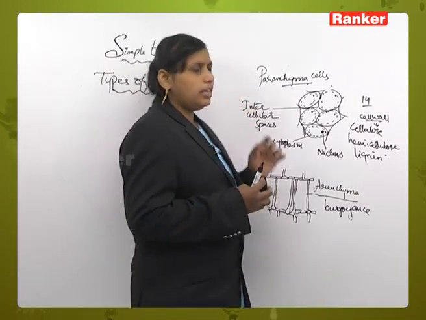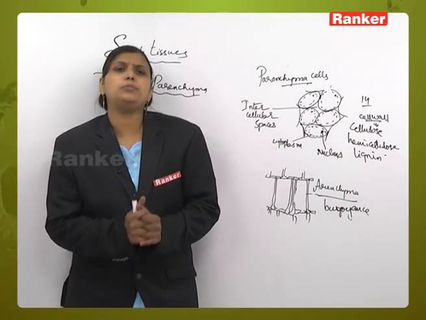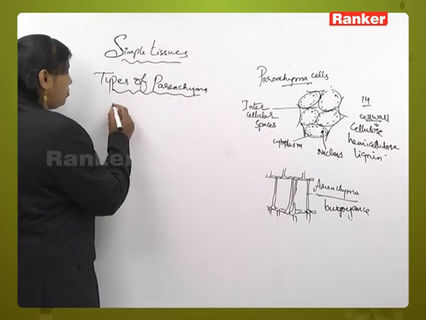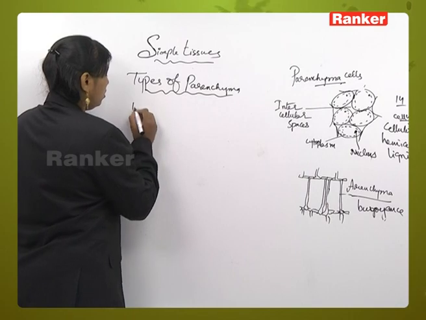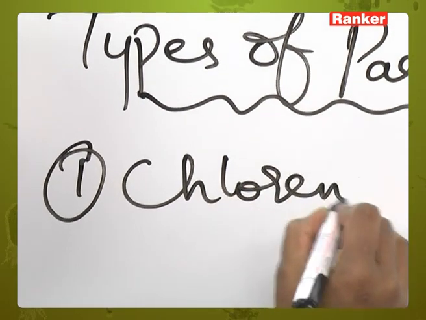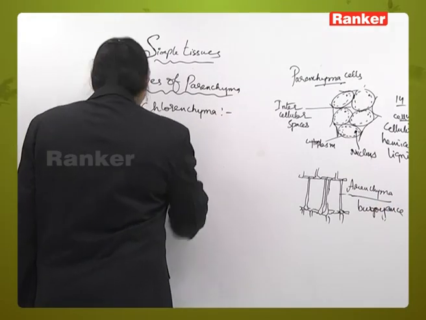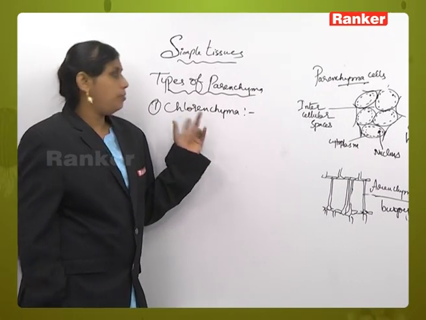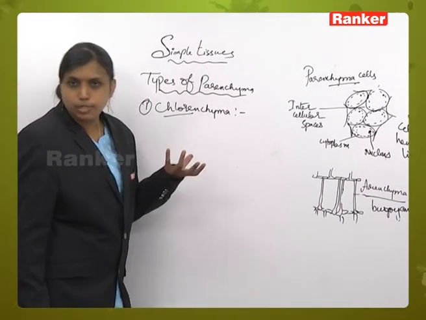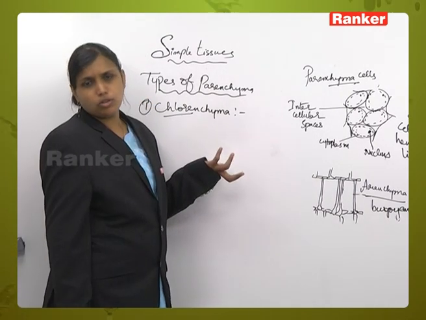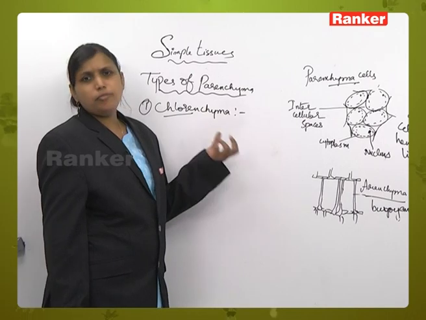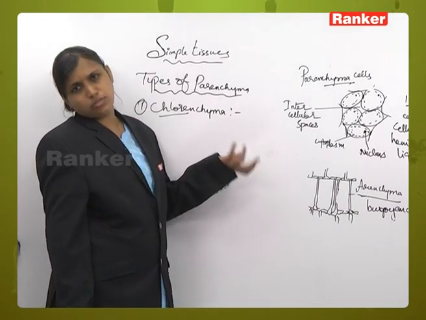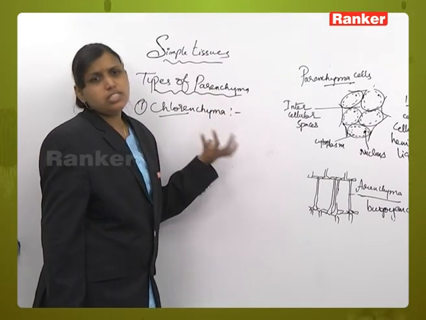Now, depending upon the functions it is carrying or the place where it is present, there are different types of parenchymatous tissue. First and foremost is chlorenchyma. As the name itself indicates, chloro means chlorophyll component is present. This type of parenchyma having chlorophyll pigments in them helps in the preparation of food material, making use of the sunlight by a process called photosynthesis. So, that type of parenchyma is called chlorenchyma.